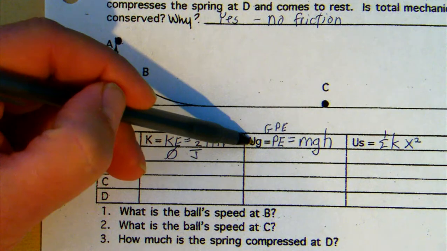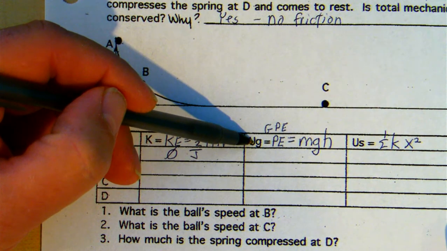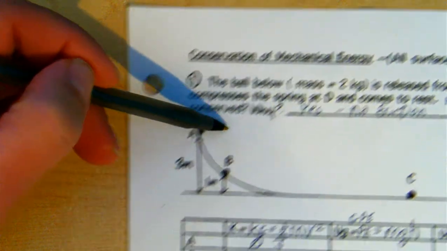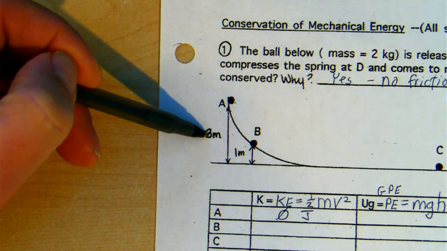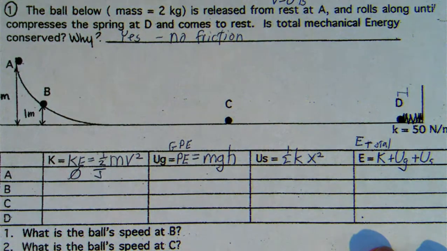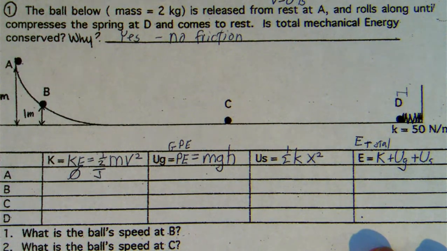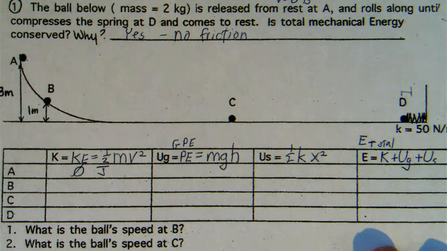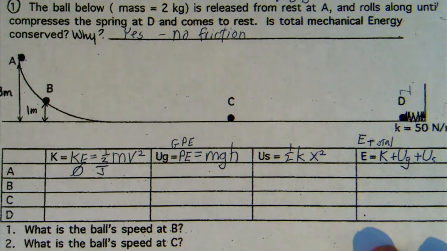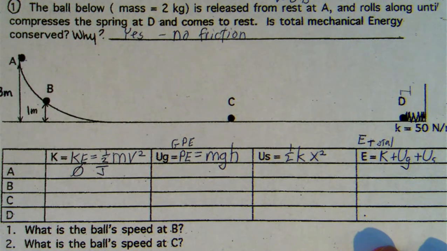UG. We need to calculate UG. The mass of the ball is 2 kilograms. The height is 3 meters. We assume it takes place on Earth. Calculate, please. What do you get as being the gravitational potential energy of a 2 kilogram ball on Earth? Whoops, I typed the wrong thing. At a height of 3 meters above the surface.